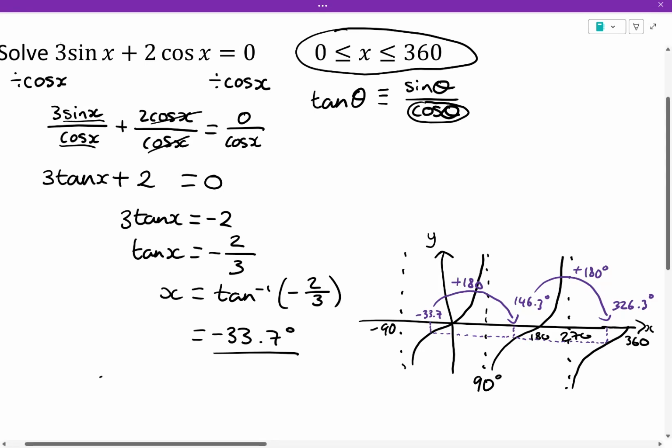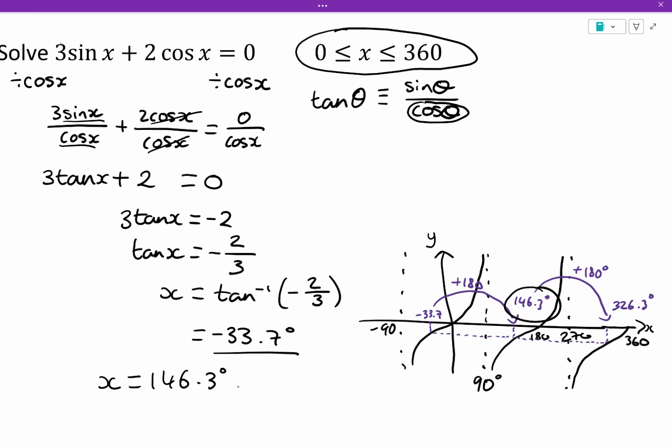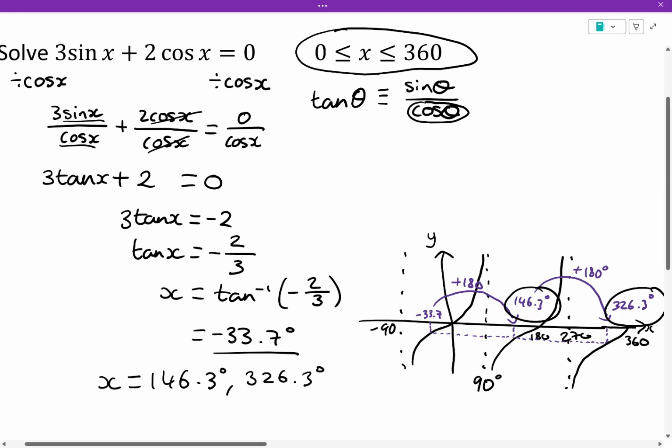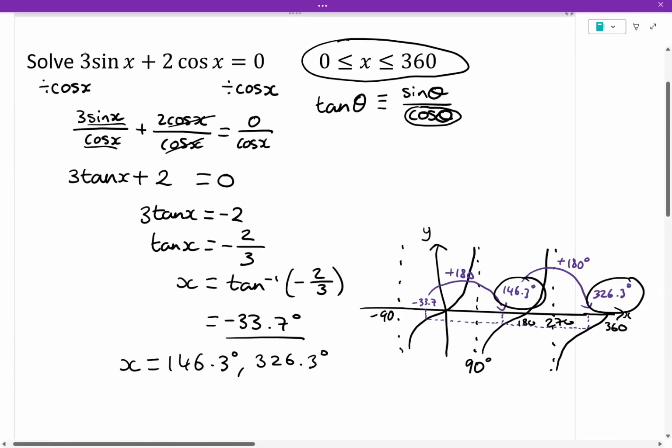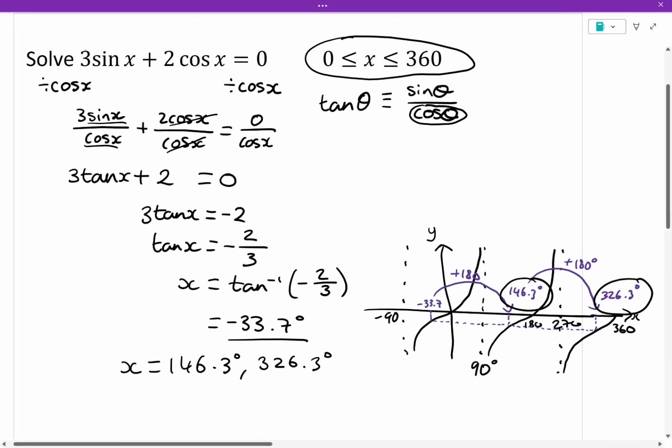So my answer should be that x is equal to 146.3 degrees and then 326.3 degrees. Okay, we would not use the negative 33.7 because it's outside of the range we're solving for. So that will be our answer to our first question. So now let's have a look at another scenario.